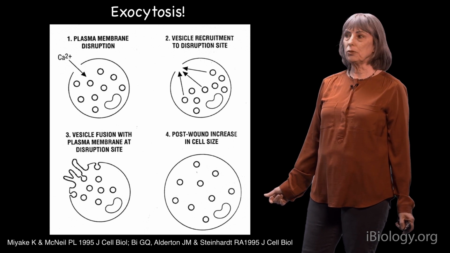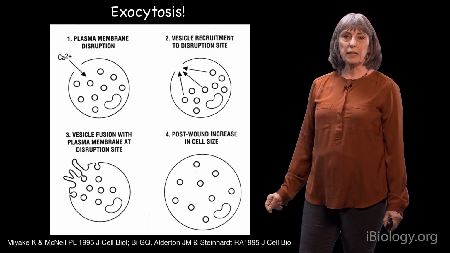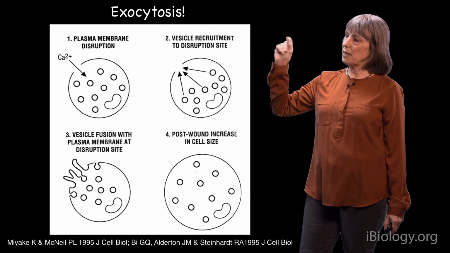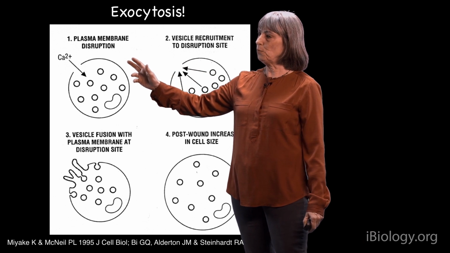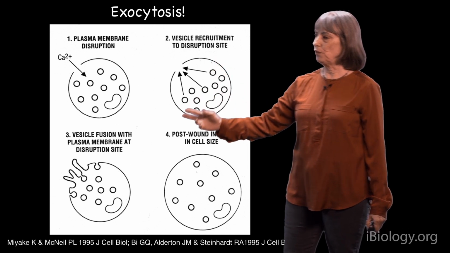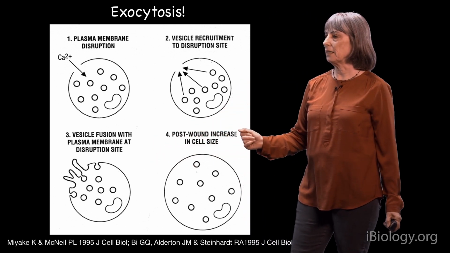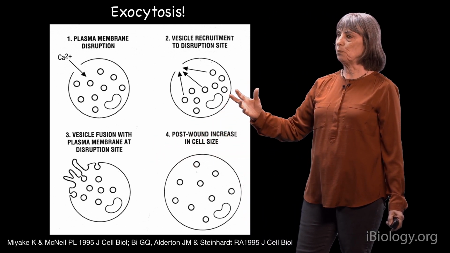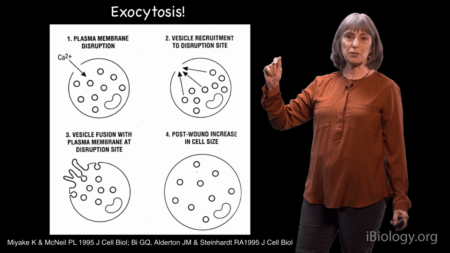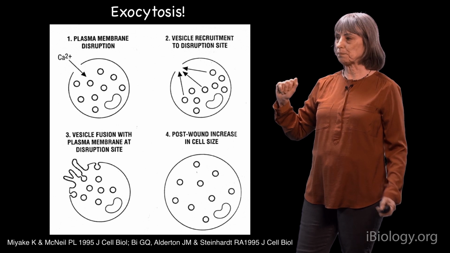Then another important breakthrough happened decades later in the 90s with the studies of Paul McNeil and Richard Steinhardt, in which they were directly looking at also sea urchin eggs and other cell types, in which they made very localized wounds on the membrane, and they saw that intracellular vesicles migrated to the wound site and fused with the plasma membrane. And this process occurred within the few seconds that the repair happens. And they then proposed this very important concept that exocytosis, that delivery of internal membranes to the cell surface, is a very important step for the resealing of the plasma membrane.